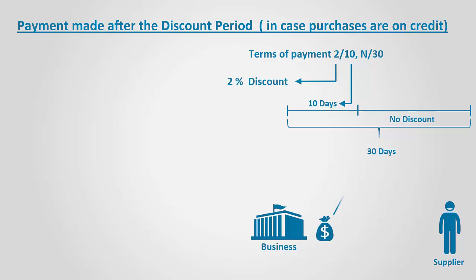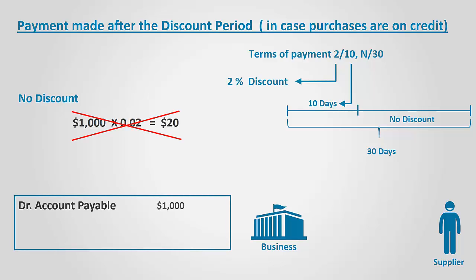If the business didn't pay within the discount period, it would pay the full amount. In such a case, there is no discount, and the accounts payable is debited and cash is credited for $1,000.